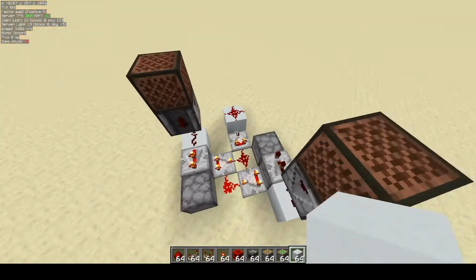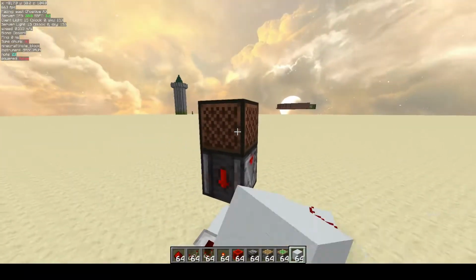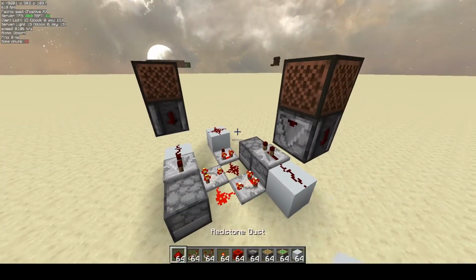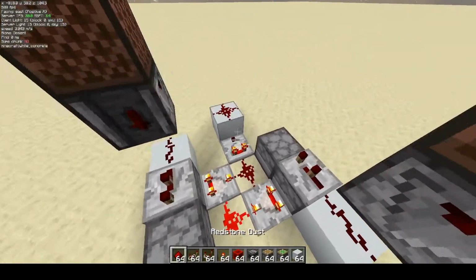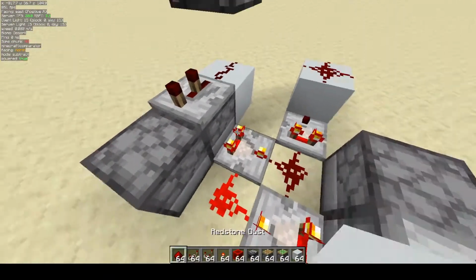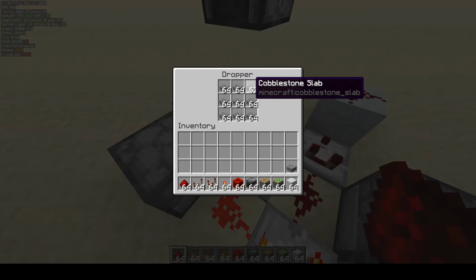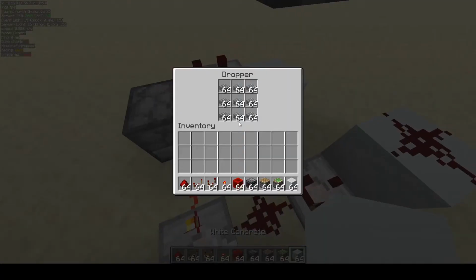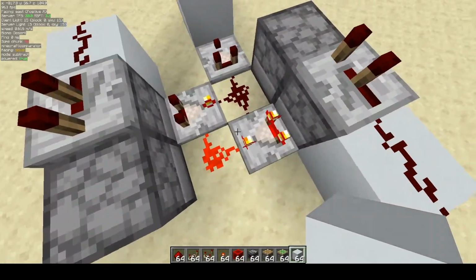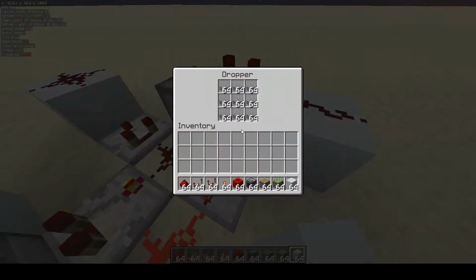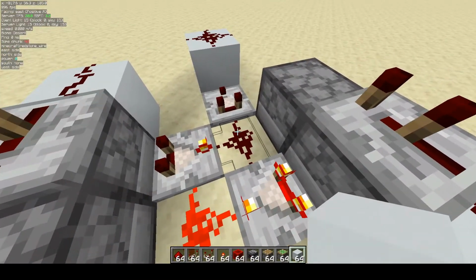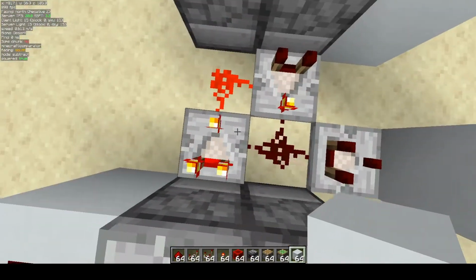And then you can use this one to decrease. Now it's down to 3, down to 2, and down to 1. So this is just a pretty simple system. The way that it works is, of course, well, in here the droppers are completely full, so the comparator is detecting signal strength 15, but you can see one of the comparators is also detecting, but it's on subtract mode, so 15 minus 15, that's 0, and then 15 minus 0, that's still 15.